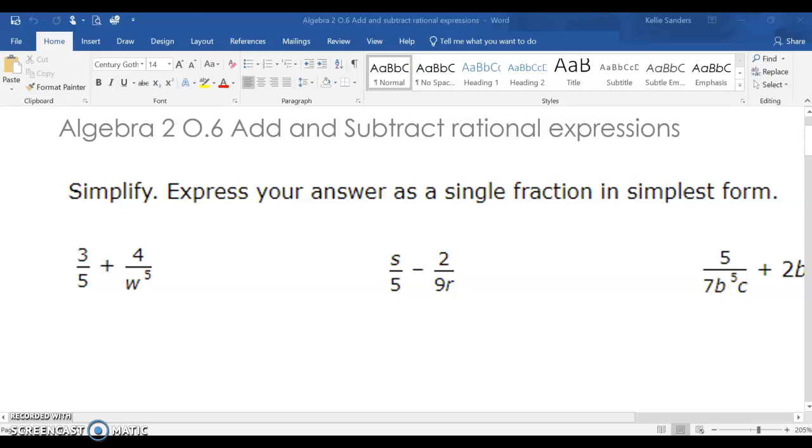X.6, we're going to add and subtract rational expressions, or we're going to add and subtract fractions. What's the rule for fractions? Adding and subtracting, you have to have a common denominator.